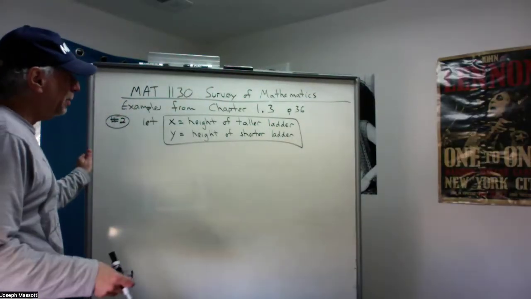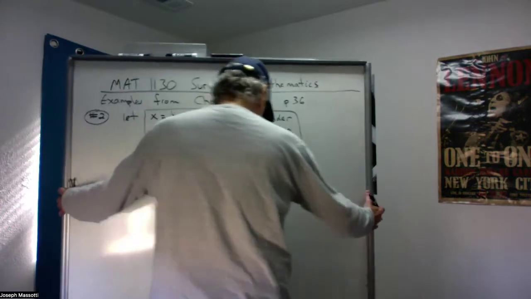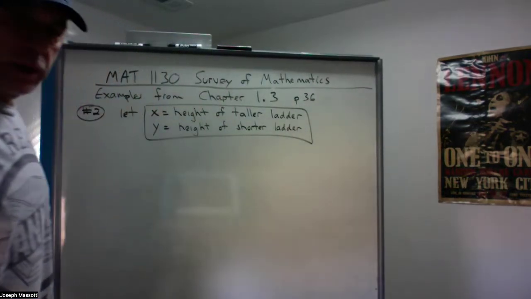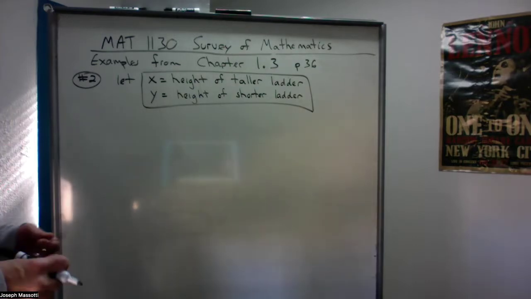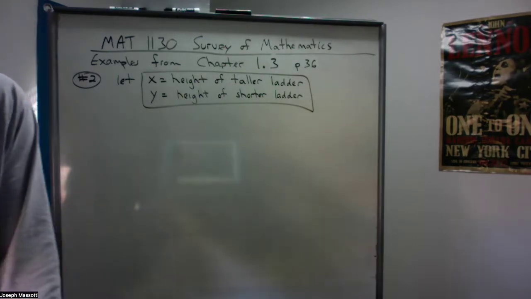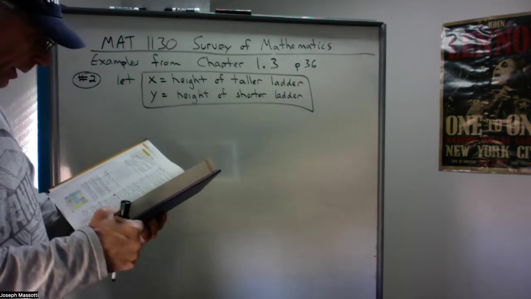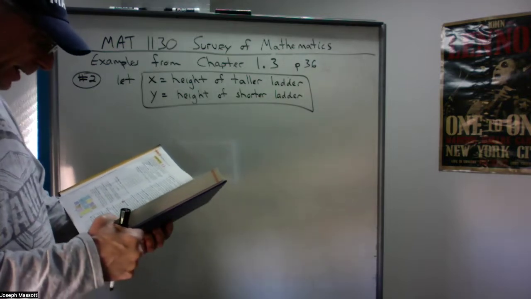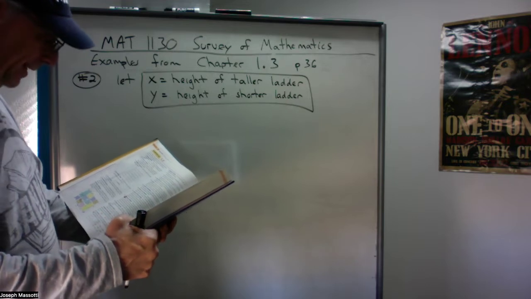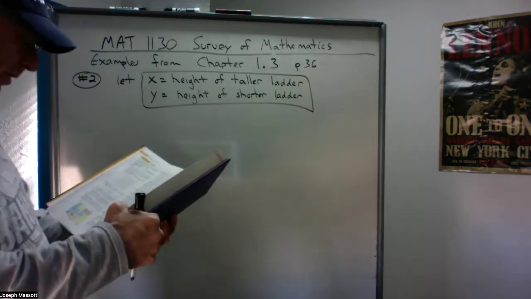All right, so a couple of examples from section 1.3 in your book. First one is a word problem that has two unknown quantities. So the way this is worded, it says two ladders. If two ladders are placed end to end, their combined height is 31.5 feet. One ladder is 6.5 feet shorter than the other ladder. What are the heights of the two ladders?